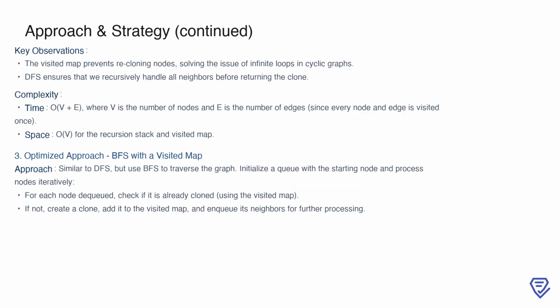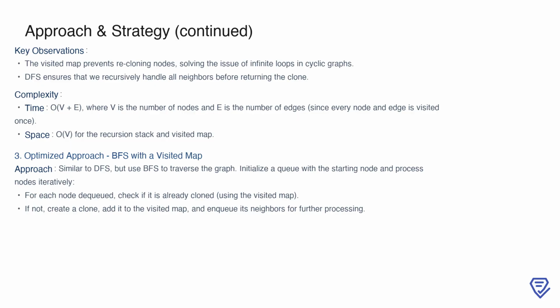The visited map is a key component of the optimized approach, as it prevents nodes from being cloned multiple times and eliminates the risk of infinite loops in cyclic graphs. Using DFS allows us to recursively clone all neighbors before returning the node's clone, ensuring that the graph structure is preserved. From a complexity standpoint, this approach is efficient.